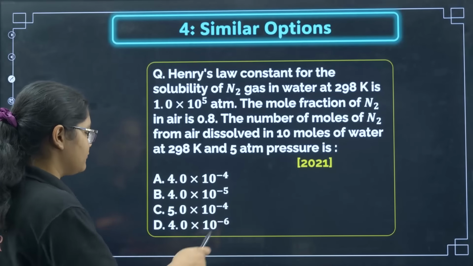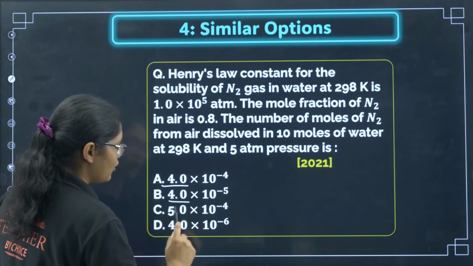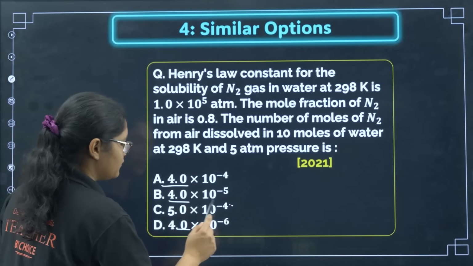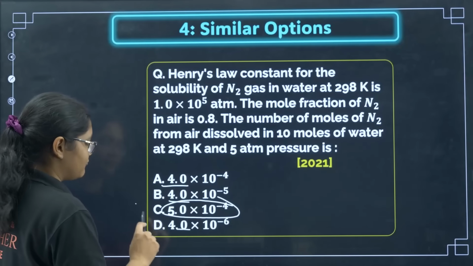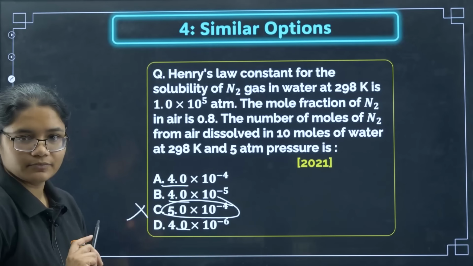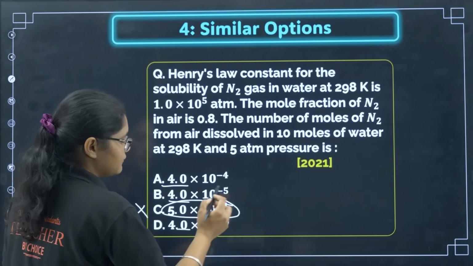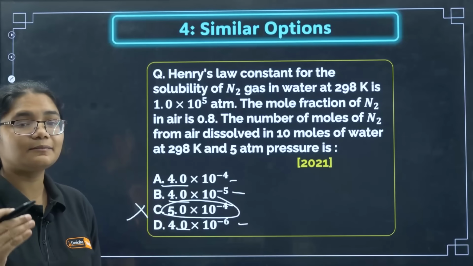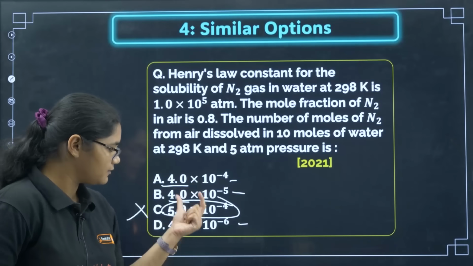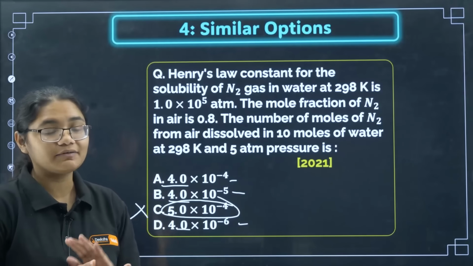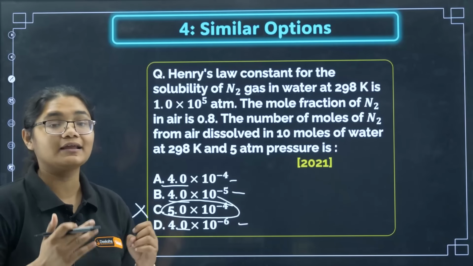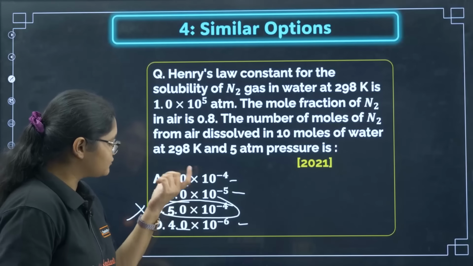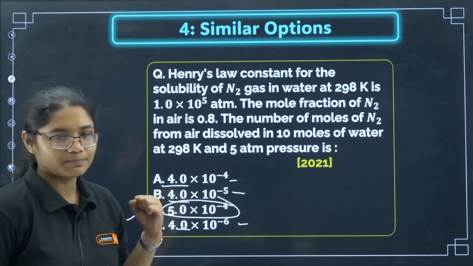Now if I see the options, I can see 3 options starting with 4. And there is only one option starting with 5, so definitely this will not be the answer. Now we have 3 other options, and you can do the calculation and find out a similar option. So I am saying that whenever you have similar options, they have more probability of being the correct answer. If there is one more number, you can eliminate that also.